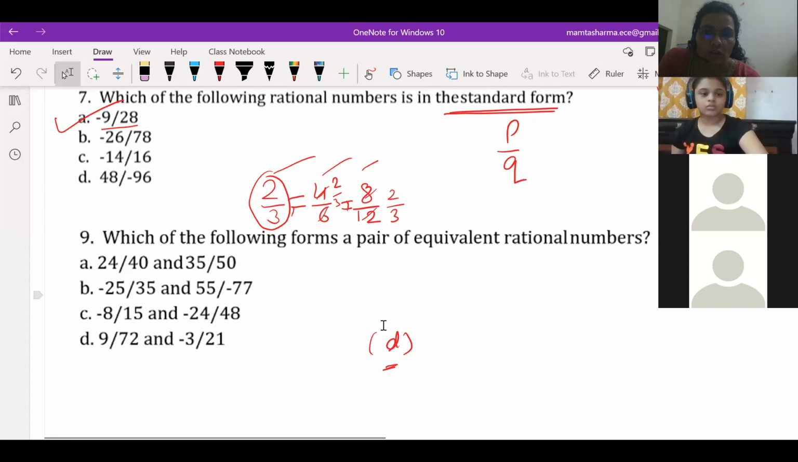So what will be the answer here? D, ma'am. Choice D. Which choice is correct? Yes, ma'am. Anyone else in favor of D? Anyone else?